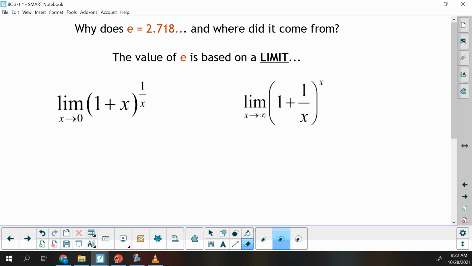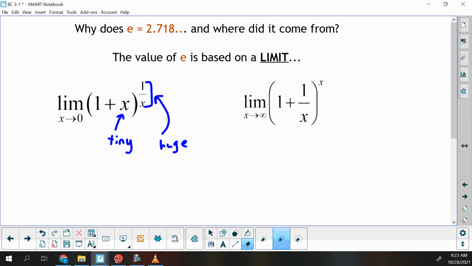So let's say we had the limit as x approaches 0 of 1 plus x raised to the 1 over x. Well, another way you could write that is the limit on the right. Because essentially here, when x goes to 0, this is becoming tiny. And this here is also becoming tiny. So that fraction is becoming huge. Because if you divide by a tiny thing like 1 over 1,000, 1 over 1,000,000, when you do keep change flip, that exponent becomes huge.